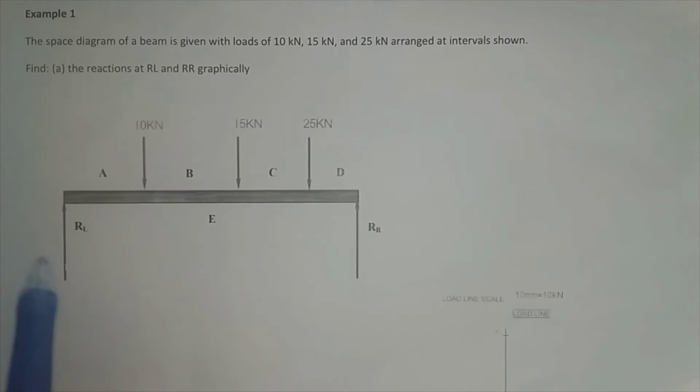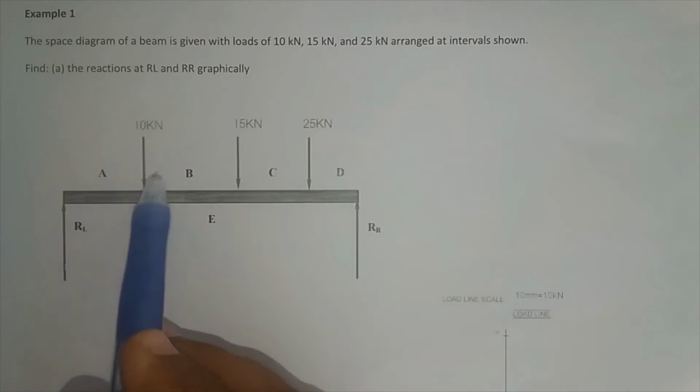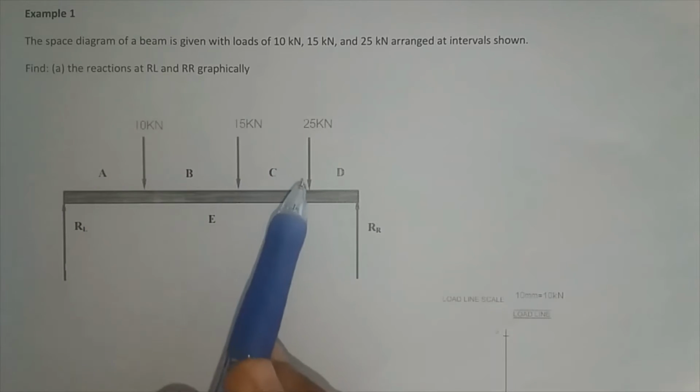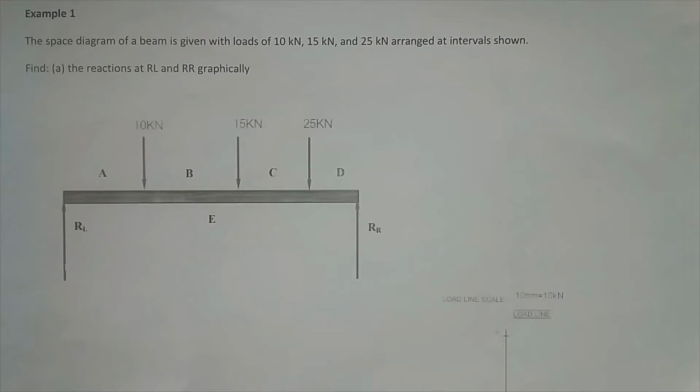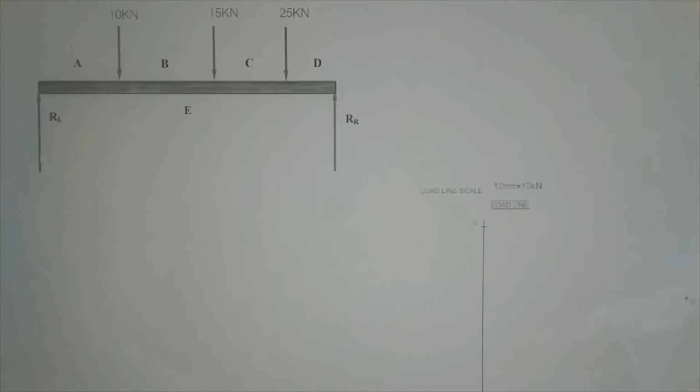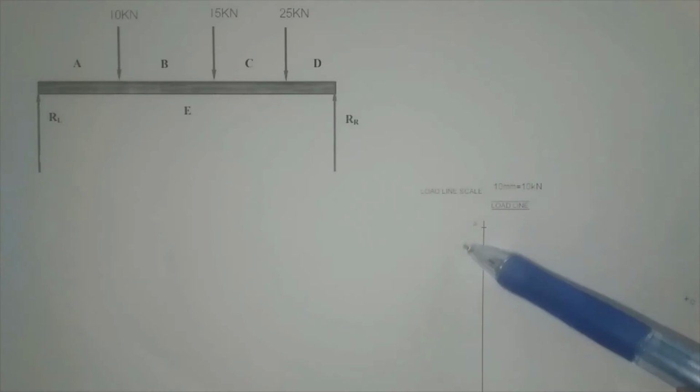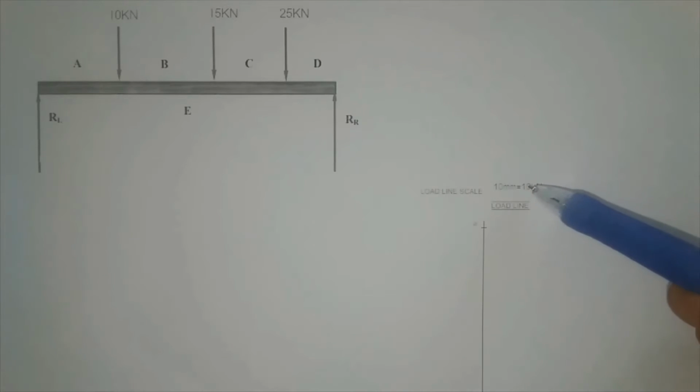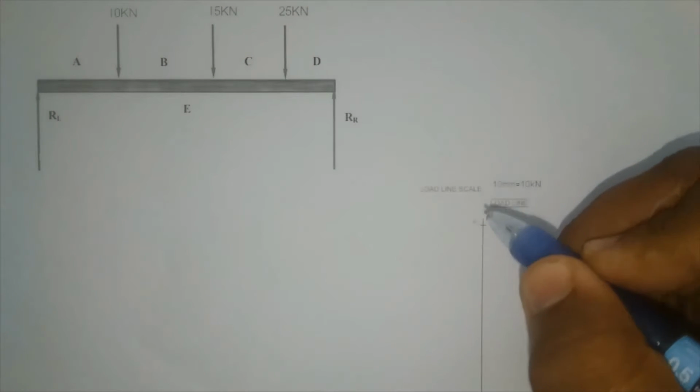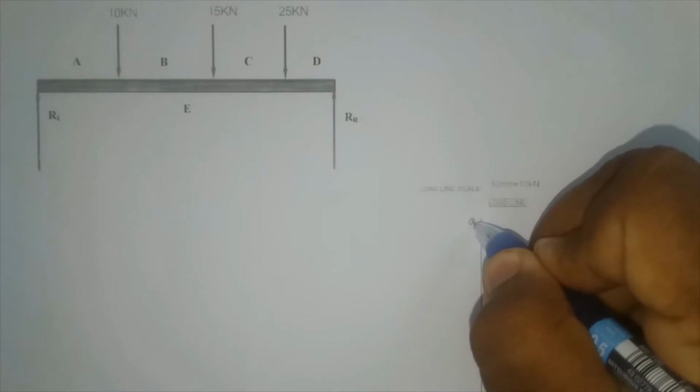This is your free body diagram, and it has been already labeled using Bow's notation: A, B, C, D, and E. To get the value of RL and RR, we have to draw the load line diagram using the load line scale. Load line diagram, you will draw it here with the load line scale of 10 mm is to 10 kilonewton. Your starting point A is already given here.